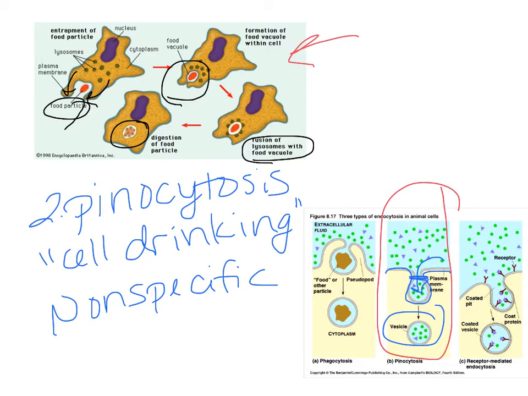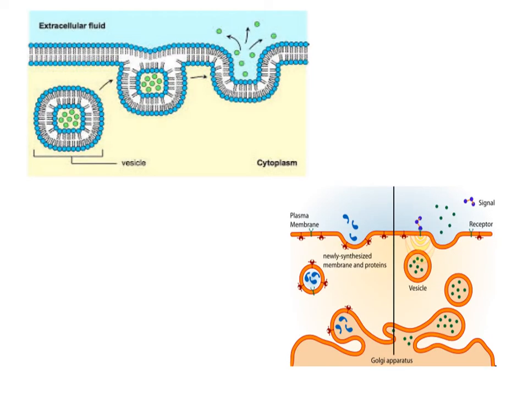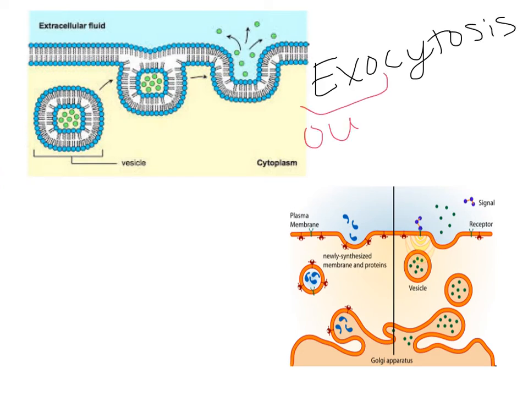The opposite of this is what's called exocytosis. Exo being outside, cyto is cell. So exocytosis is for secretions, releasing things outside of the cell. You're secreting or getting rid of things. You're releasing things outside of the cell.